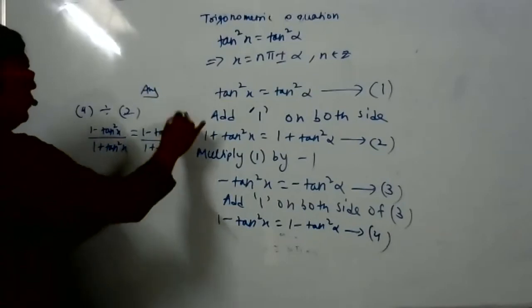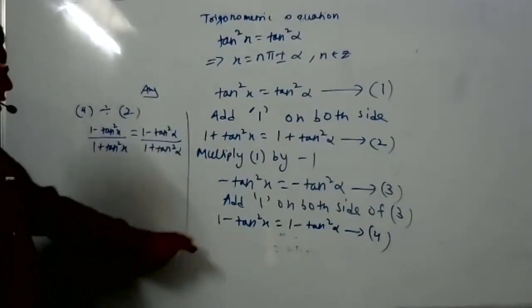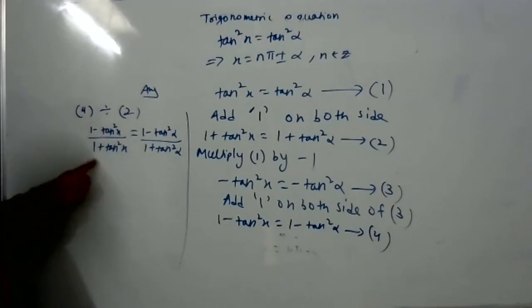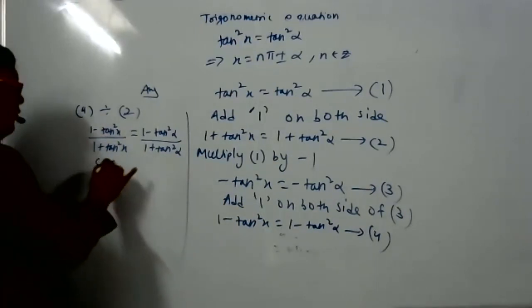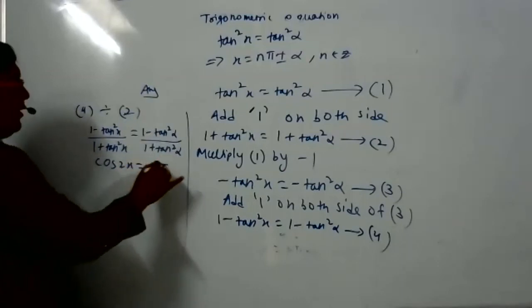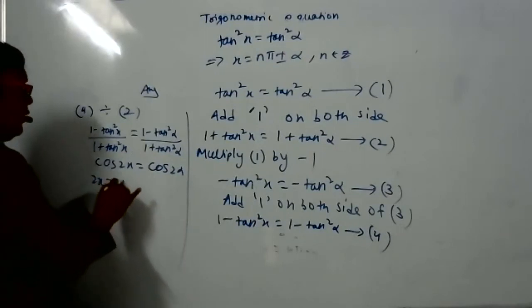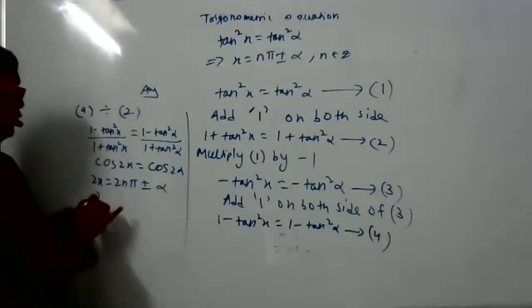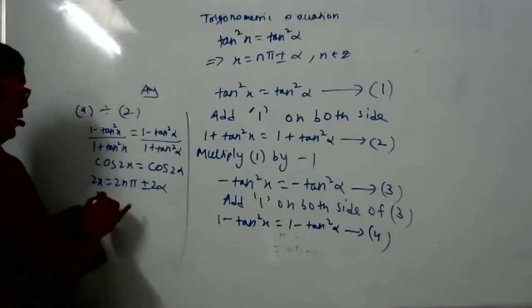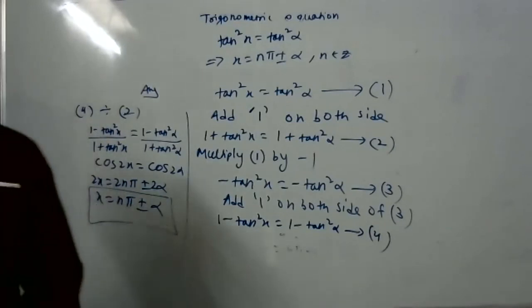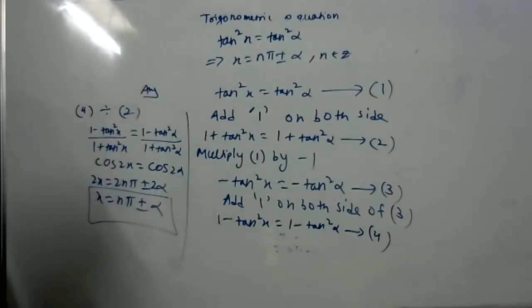Will you get it or not? Yes, sir. Whose formula is this? Sir, cos 2 alpha, cos 2x. So now cos 2x is cos 2 alpha. We know what the answer is: 2x is equal to 2n pi plus minus alpha. 2 cancels, so x is n pi plus minus alpha. This is the formula of cos 2 theta.